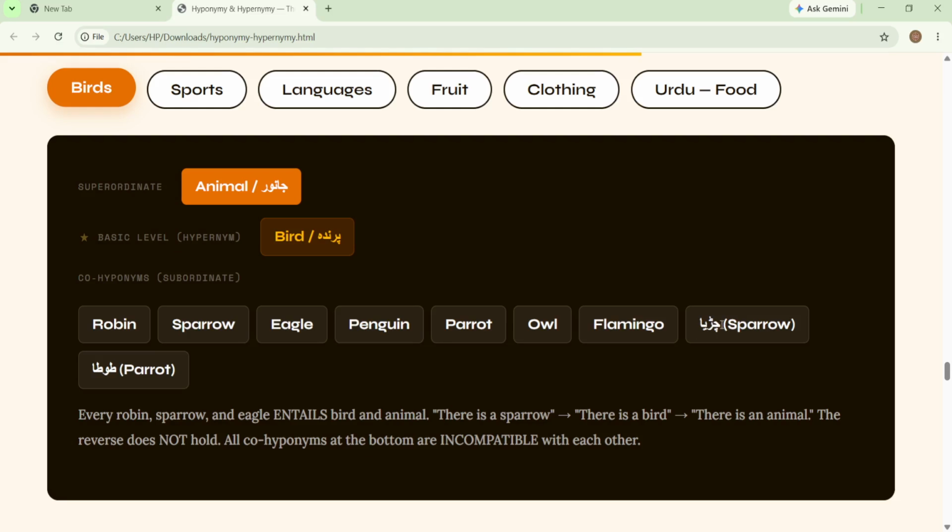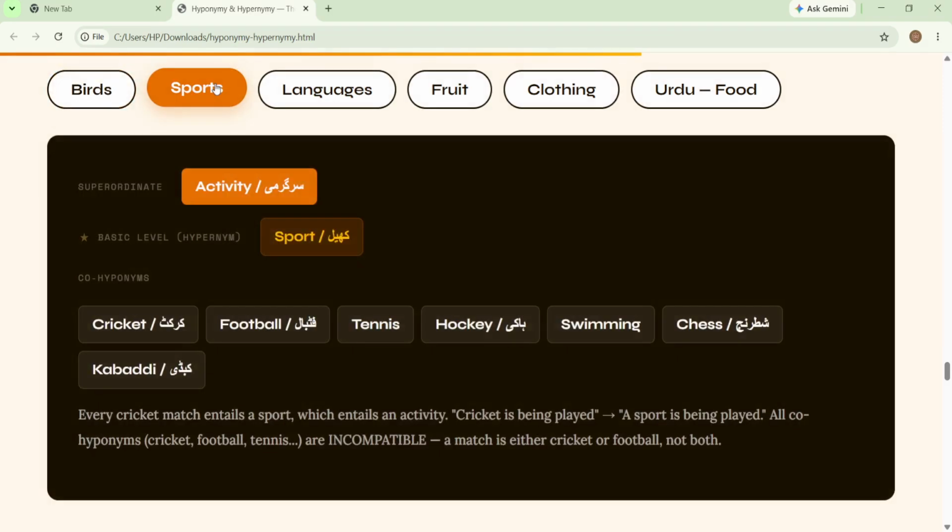Another translation is also written, which is the term used in Urdu: chiriya for bird, and tota for sparrow. So this tells us entailment: there is a sparrow, which entails there is a bird, which entails there is an animal. The reverse does not hold. If you say there is an animal, you cannot entail that there is a bird, because not every animal is a bird.